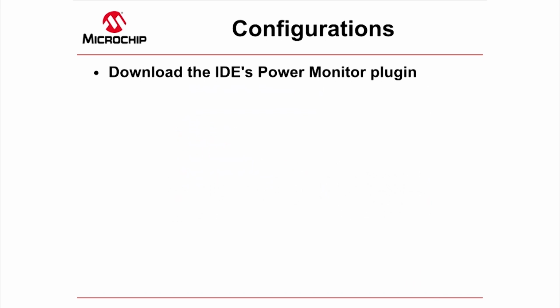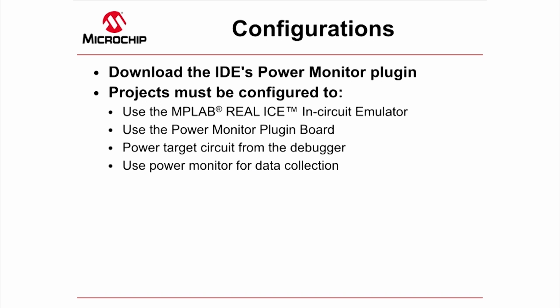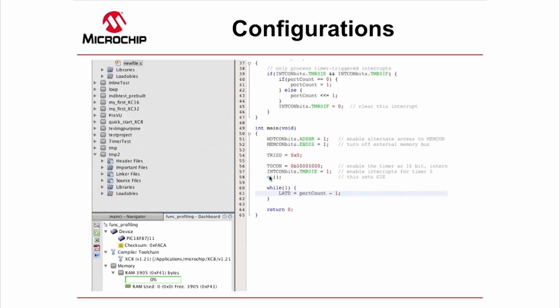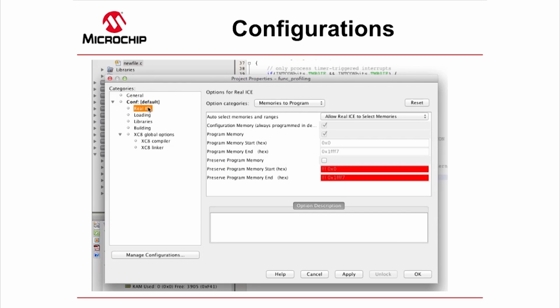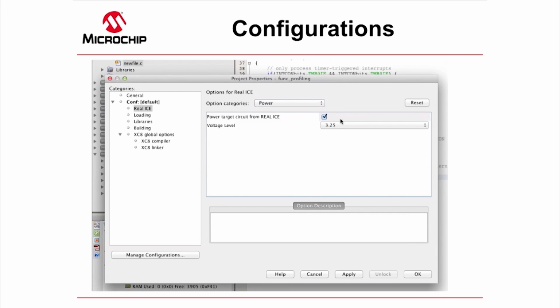There are several selections associated with the Real-ICE and IDE that need to be made before using the power monitor. When you create your MPLAB X IDE project, it must be configured to use the Real-ICE debugger. When asked for a plug-in board, select Power Monitor. Both these options can be set for existing projects from the project's Properties dialog, as shown here. Other options need to be set in the Real-ICE category. Under the Power option, select Power Target Circuit from Real-ICE and confirm the operating voltage of your target.